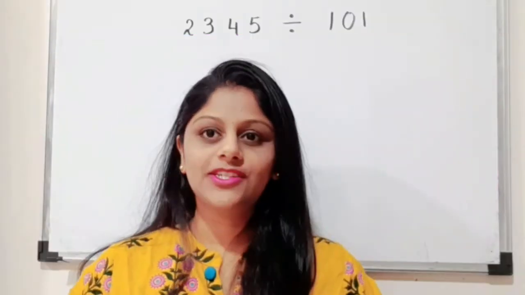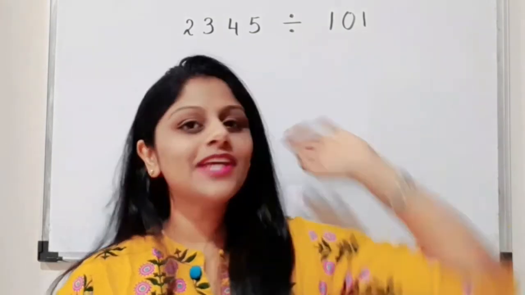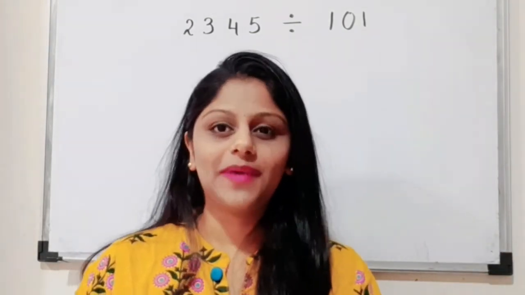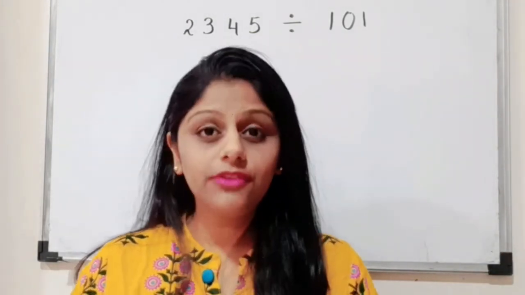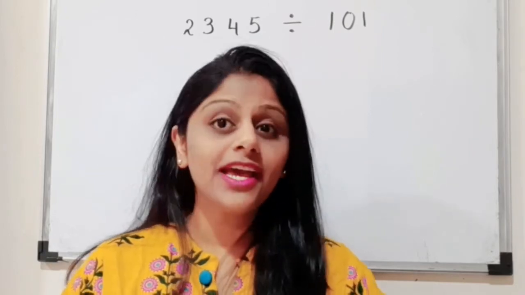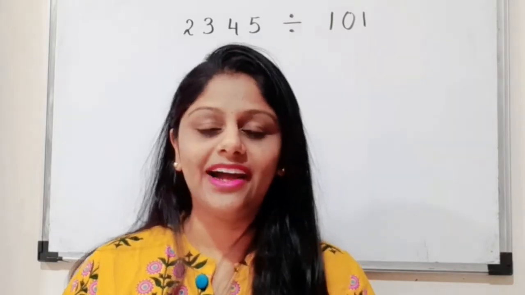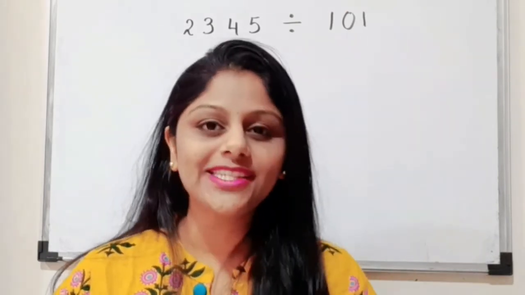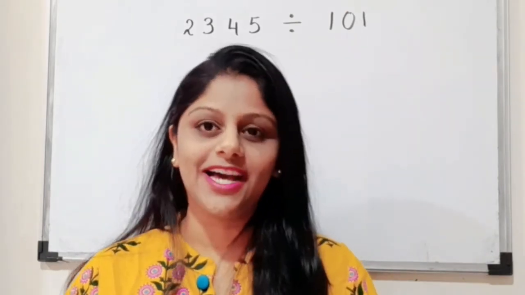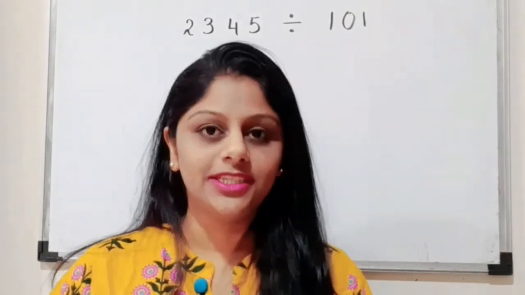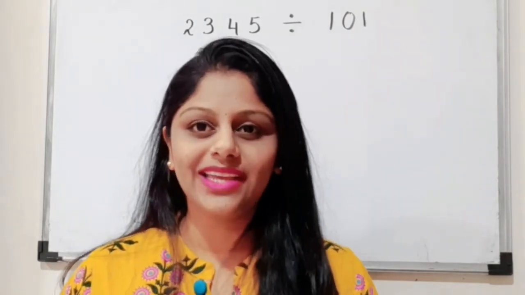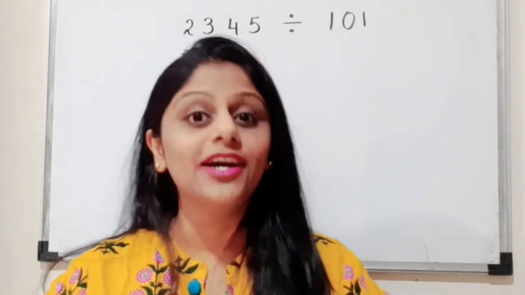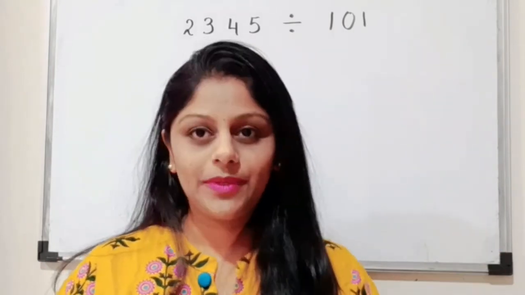So let's see a last question. In this, the number is 2345 divided by 101. The difference that you can see over here is, in the previous two questions we had the dividend with a 0, correct? But in this, what you can see is our divisor itself has a 0. This we have already seen in our previous video. So once again, just to show the difference between the two numbers, we'll be doing this question.